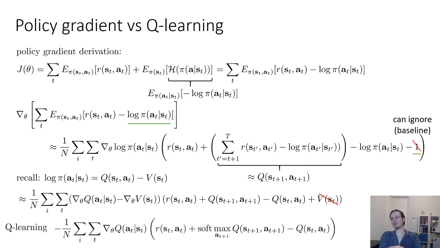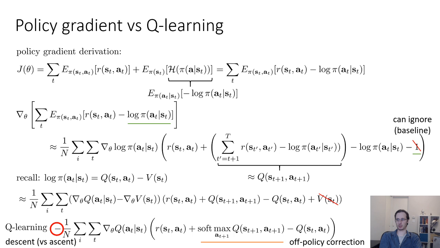And now remember what the Q learning objective is. The Q learning objective is grad Q times R plus the softmax of the next Q minus the current Q. So here we can see now that the policy gradient actually looks a lot like the Q learning objective under the soft optimality framework. The main difference being the policy gradient subtracts the minus grad V, and the Q learning objective has a softmax.